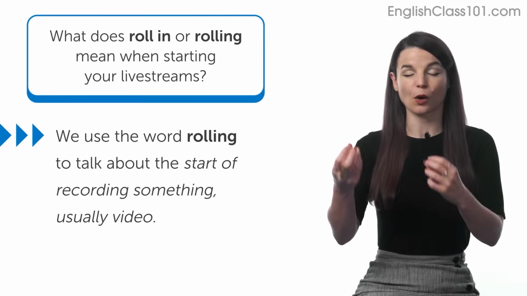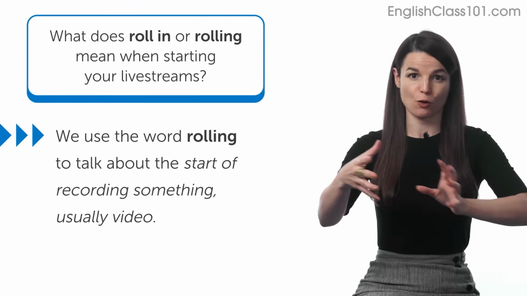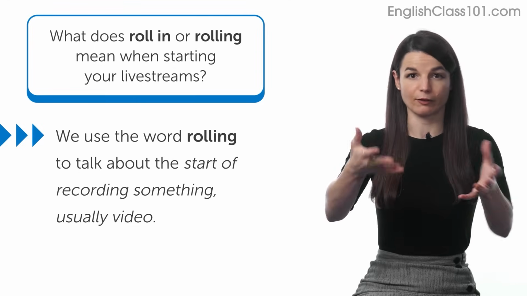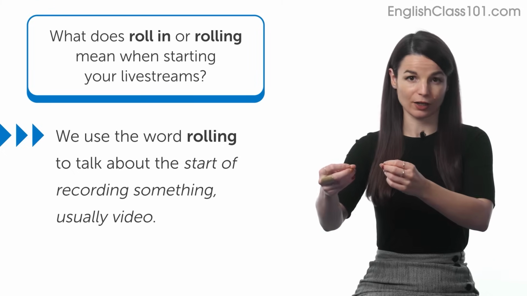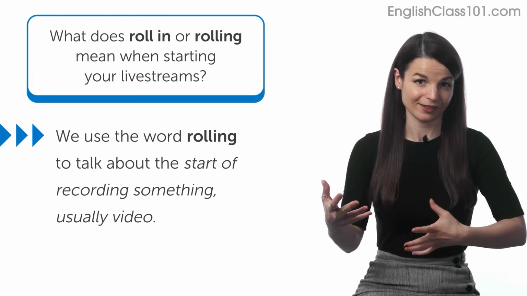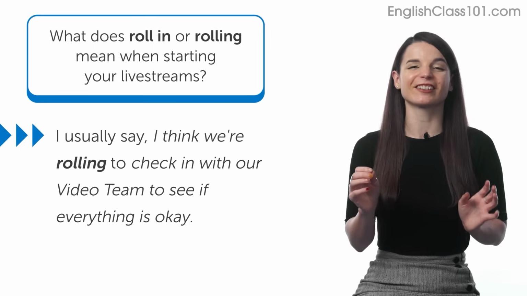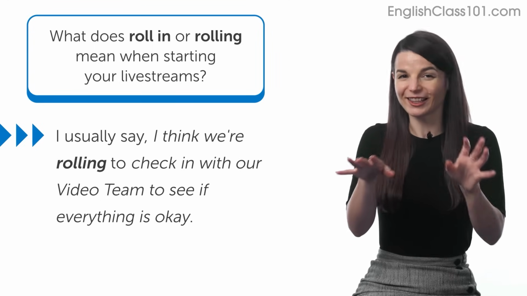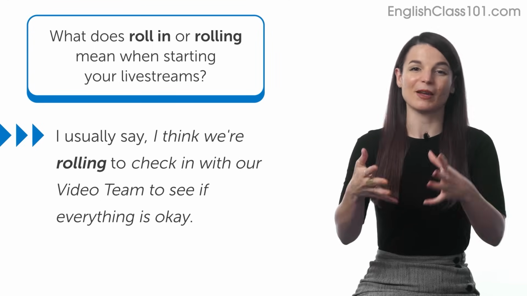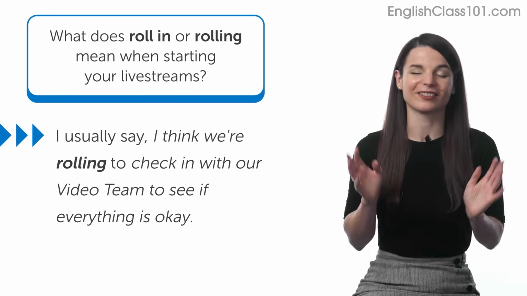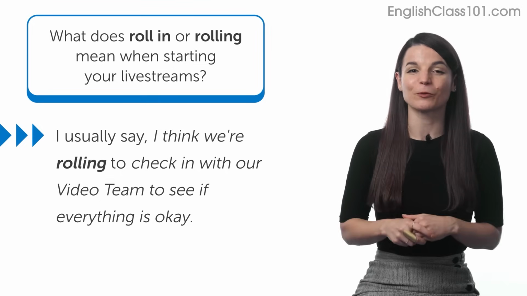So we use the word rolling in video and sometimes, I guess, other kinds of web media to talk about recording. So rolling means recording, or the video is going at this time. That's what it means. So I usually start this to say like, I think that everything is okay. It's kind of like a check-in phrase that I use with the team to make sure that everything is going okay. So that's what I say at the beginning of every weekly live stream.